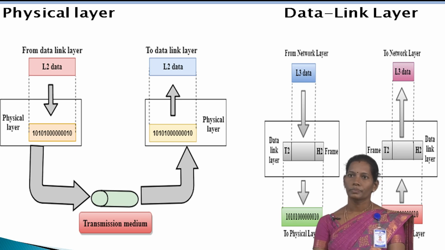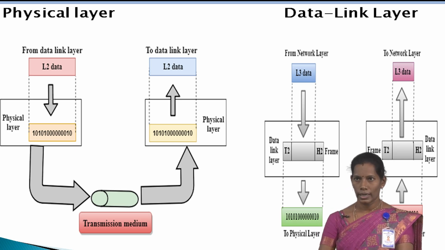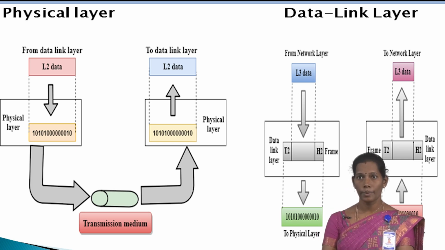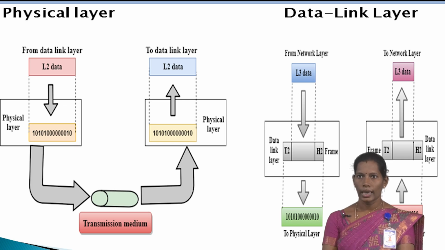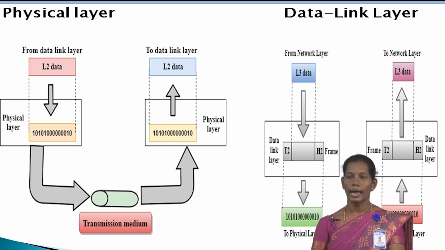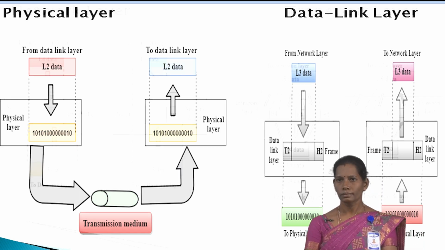Access control. When two or more devices are connected to the same communication channel, then the data link layer protocols are used to determine which device has control over the link at a given time.